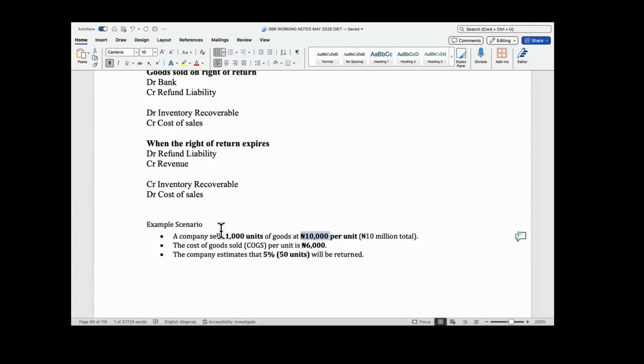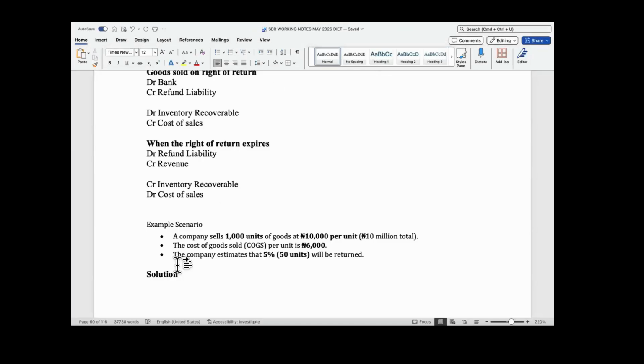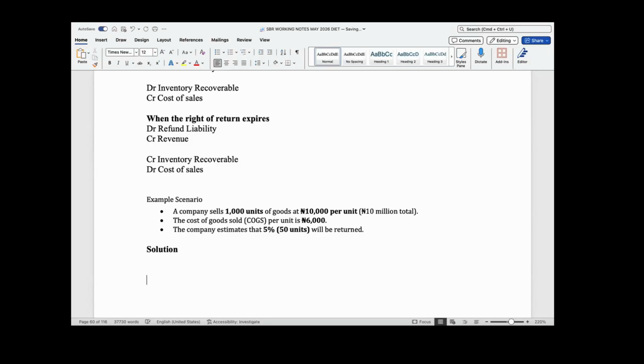So a company sells 1,000 units of goods at 10,000 naira per unit, which is 10 million. The cost of goods per unit is 6,000. The company estimates that 5% will be returned. This is how the question comes. Usually, it might not be all the goods that have right of return. It could just be a portion of it, like in this case, just 5% has right of return.